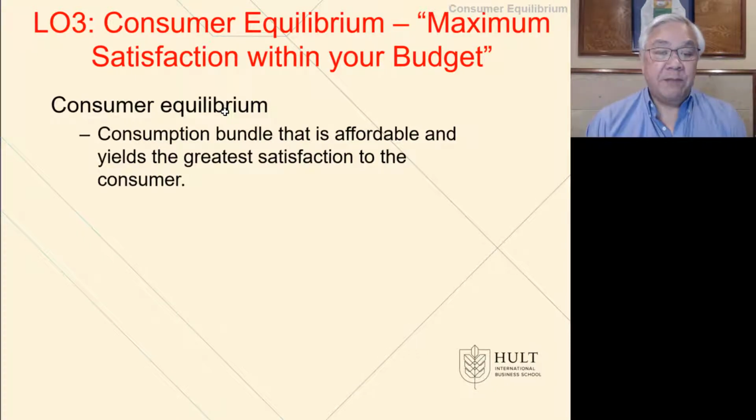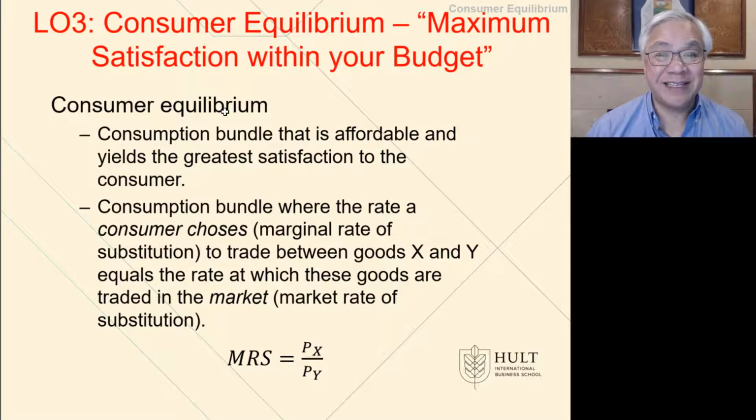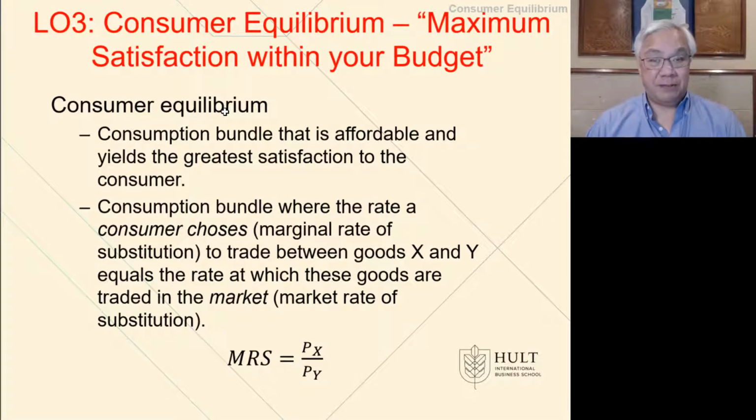Learning objective 3, what is the consumer equilibrium? One way to think about it is it's the maximum satisfaction that's within your budget. And so we have consumer equilibrium that is both affordable and gives you satisfaction. You can see where we're going with this. It's where there's an intersection between the budget line and the indifference curve.